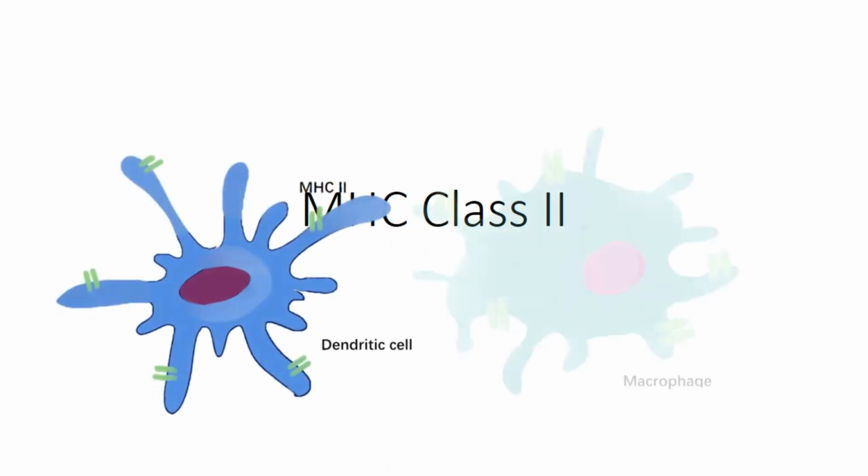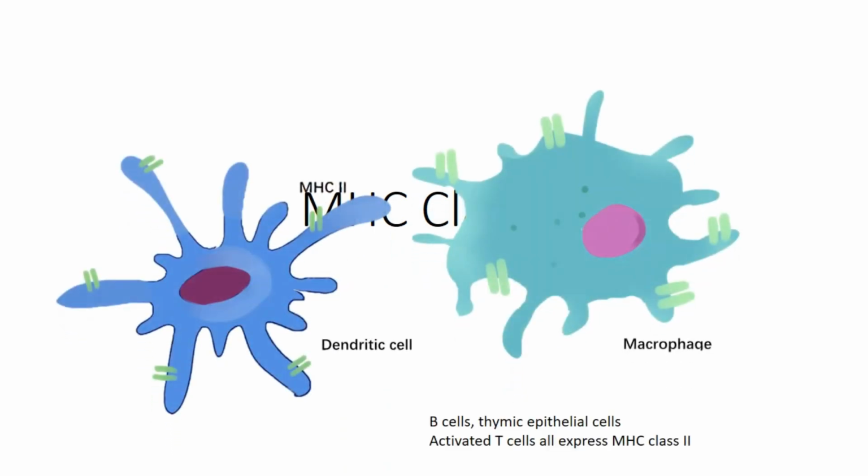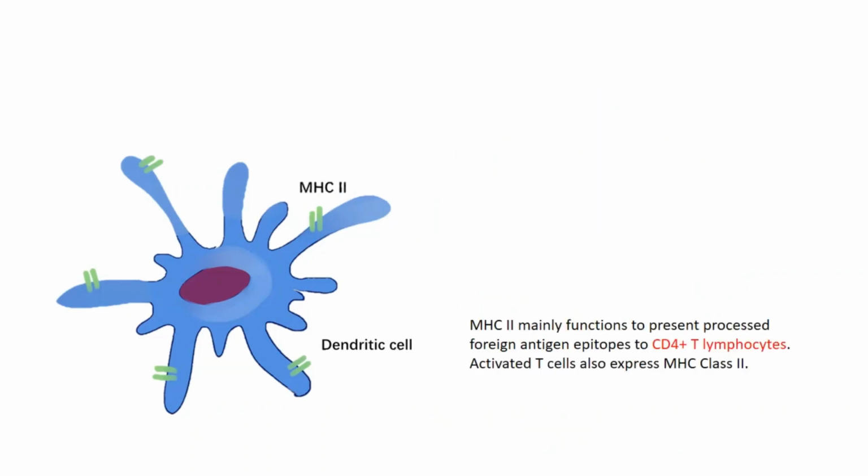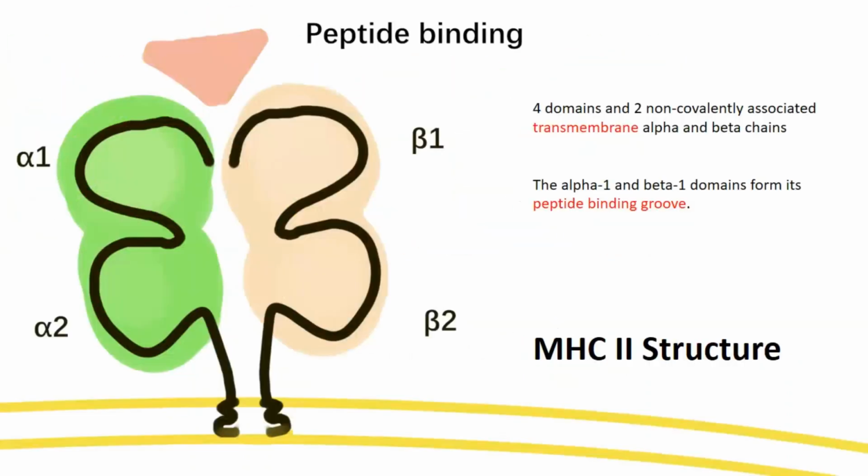MHC Class II are found primarily on specialized antigen-presenting cells, such as dendritic cells and macrophages, as well as thymic epithelial cells. MHC2 mainly functions to present processed foreign antigen epitopes to CD4-positive lymphocytes. Activated T cells also express MHC Class II.